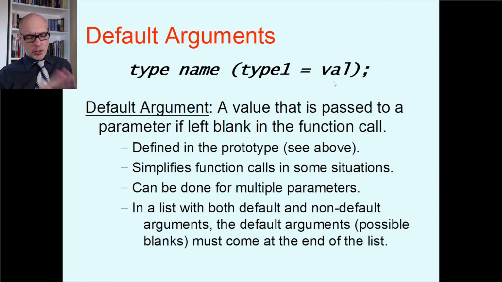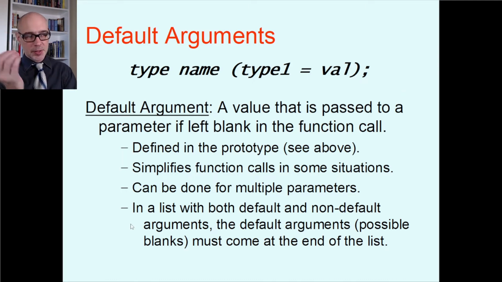So you're writing a function maybe for other programmers to use, and this will just save them a little bit of time. If there's some number that normally gets used, then they can just leave it blank on the function call. So that gets defined in the prototype like this. It simplifies function calls in some situations. You can do this for multiple parameters. You can write int equals 5, comma, int equals 10, comma, whatever.